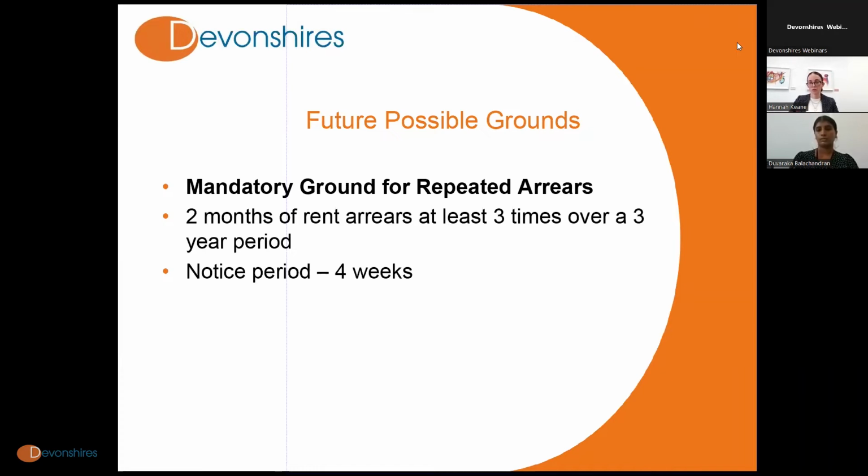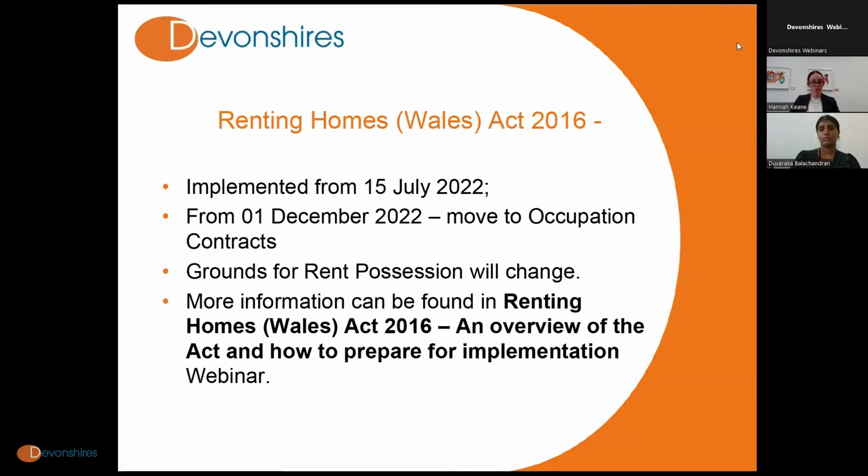So slightly different than the grounds that we currently have, but we'll come on to notice periods later down in my session.